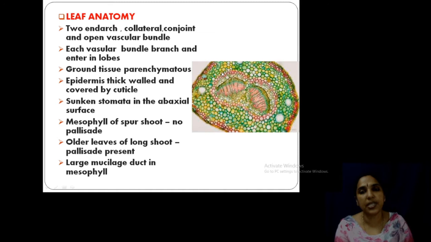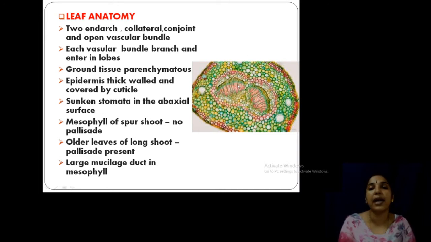This is usually absent, because in this character it resembles the stem cortical region, with no palisade and spongy. But you can observe palisade tissue in older leaves of the long shoot. In the spur shoot, the mesophyll has no palisade tissue. The center vascular bundle is covered with a bundle cap, with endodermis and pericycle present, and large mucilage ducts dispersed in the parenchymatous region.